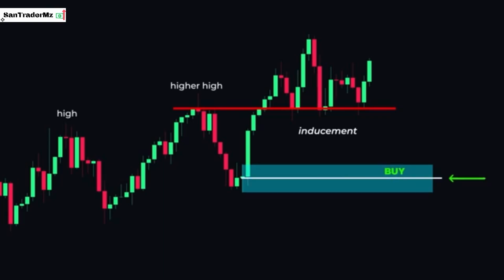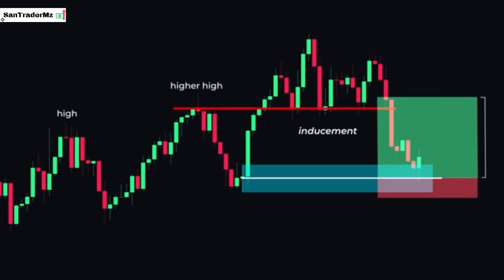This means the price could break the minor support level and retest the order block. So, we place a limit buy order in the middle of the order block and wait. As you can see, the price moved downward, broke the inducement level, and triggered our buy order at the order block. After the order is triggered, we place a stop loss just below the order block and set our take profit at 2 to 3 times the size of the stop loss. You could also target the inducement zone as your take profit. As you can see, this trade turned out to be profitable.